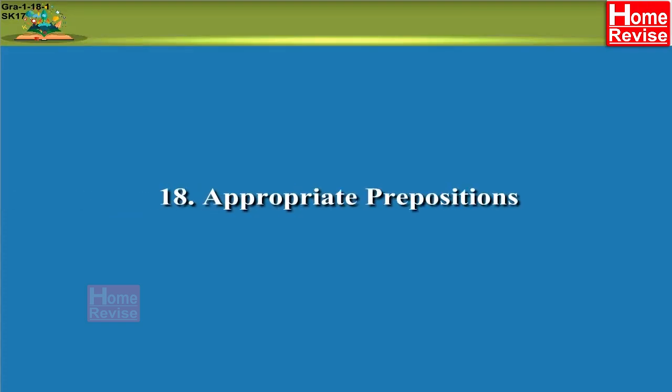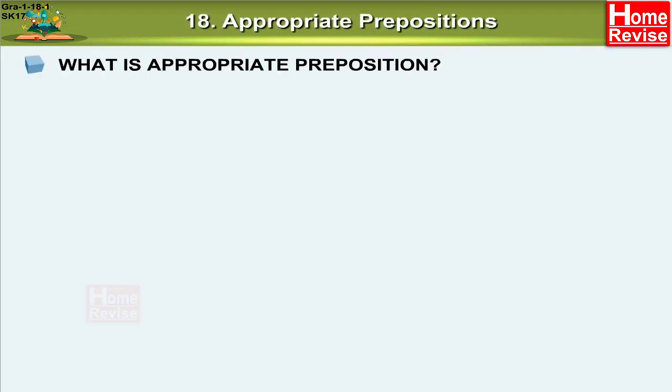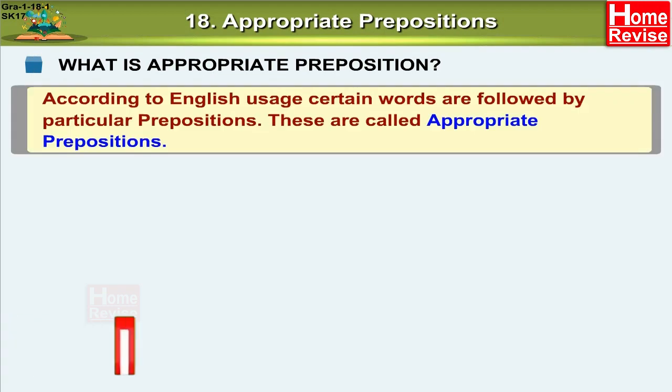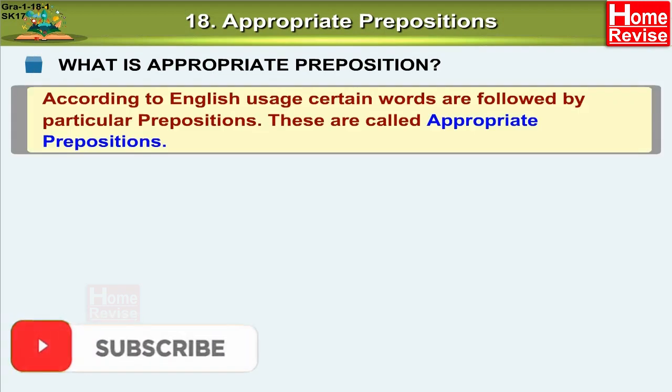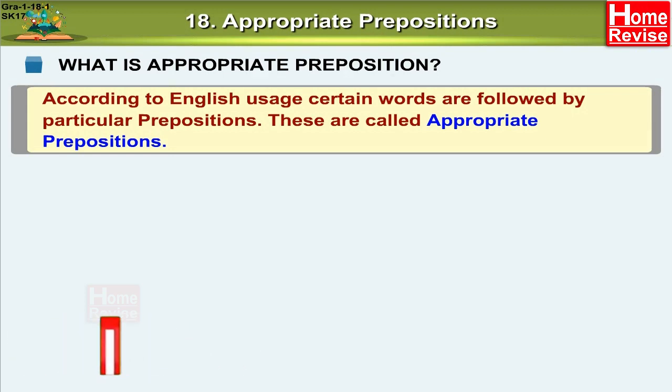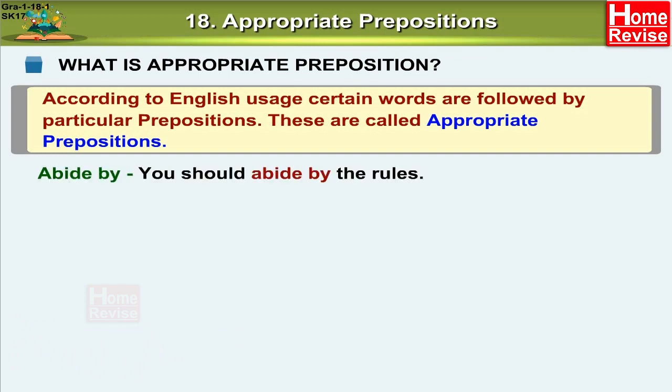Chapter 18. Appropriate prepositions. What is an appropriate preposition? According to English usage, certain words are followed by particular prepositions. These are called appropriate prepositions. Let's see examples. Abide by. You should abide by the rules.